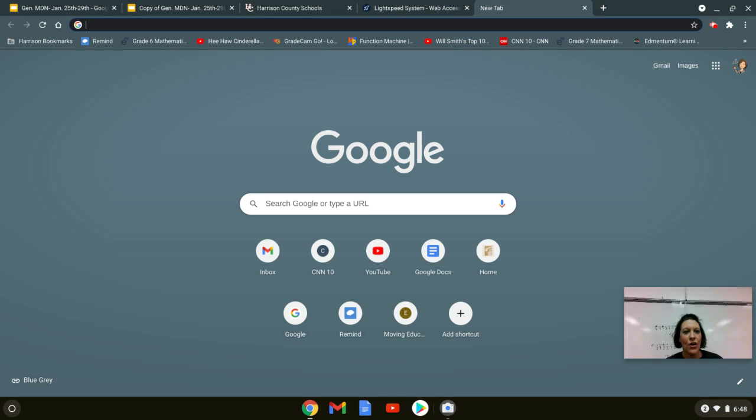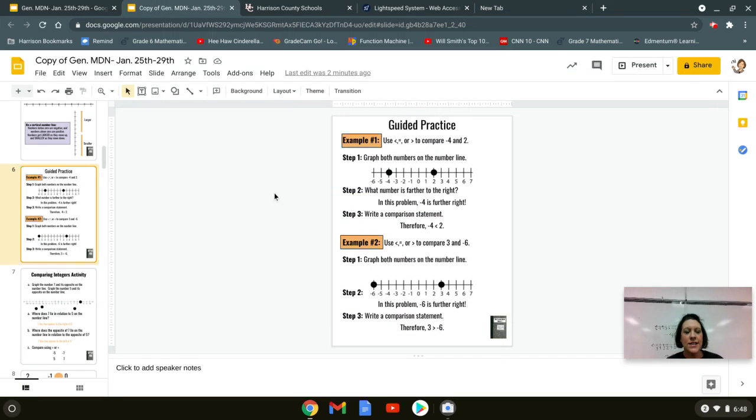I am here in our classroom and I am trying to go over our assignment for today. Remember, our I can statement says that we can compare using a number line. So let's take a look at our number line.